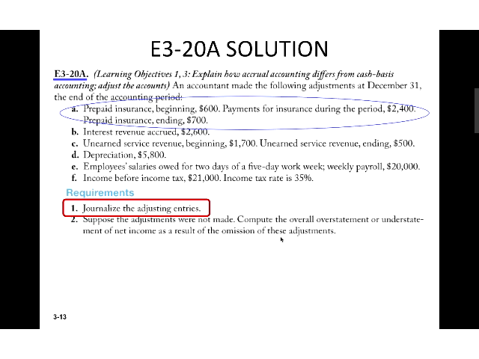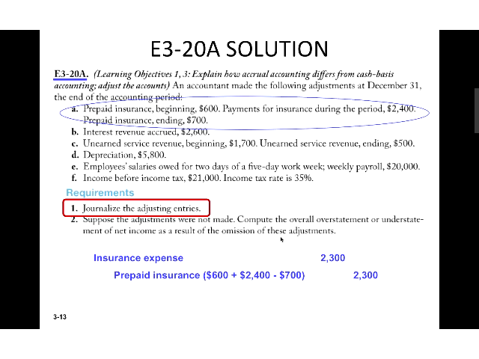So what we're saying is we started with $600, we bought $2,400 more. So we have $3,000 of prepaid insurance, but we want our balance to only be $700. So what we're going to do there, we started with $600, we added $2,400, that's $3,000 minus the $700 that we have left. We used up $2,300, and that's our insurance expense. So the adjusting entry for entry A is going to be the debit insurance expense for $2,300, credit prepaid insurance.